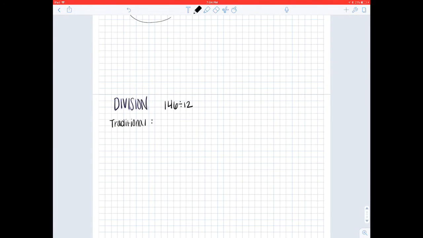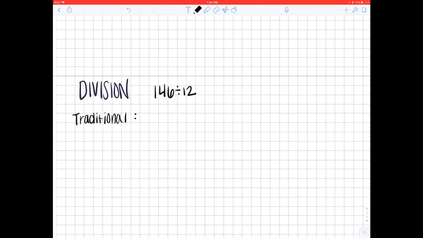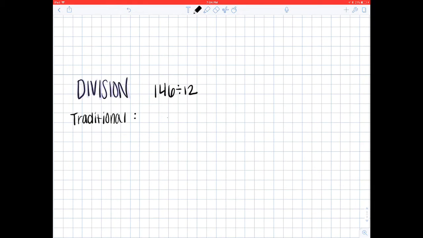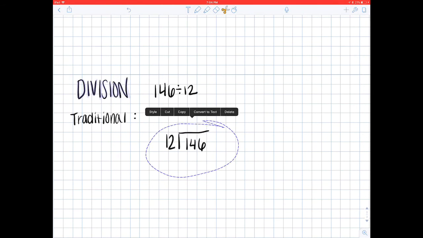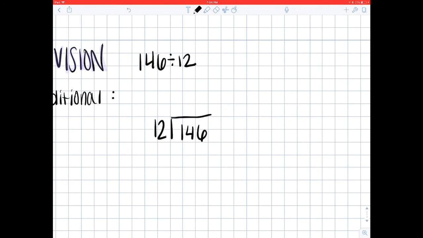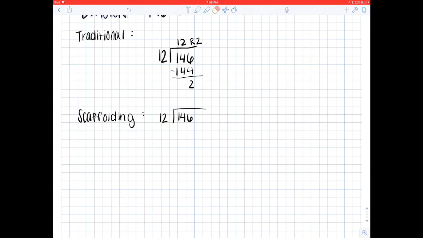Okay, so now we're going to do division. So we're going to do 146 divided by 12. And we're going to start out with the traditional. So we're going to put our 12, and then our divided by sign, and 146. So we know that 12 times 12 is 144, and 12 times 13 would give us too much. So we know that 12 goes into 146 12 times, and that gives us 144. And then we'll subtract, and we'll get a 2, and 12 can't go into 2, so our answer is 12 remainder 2.